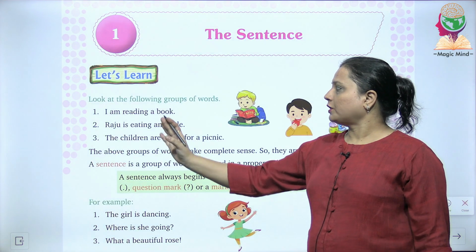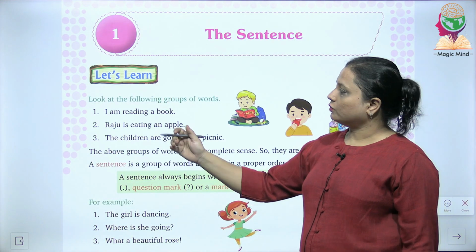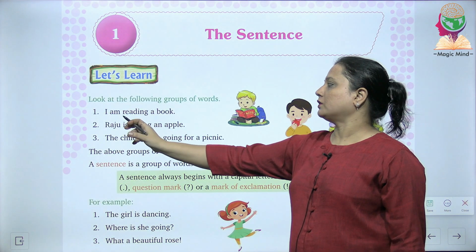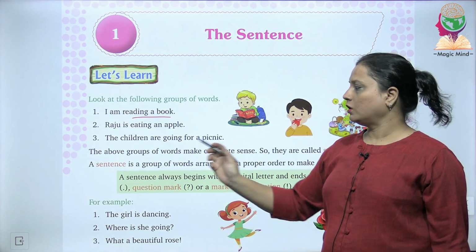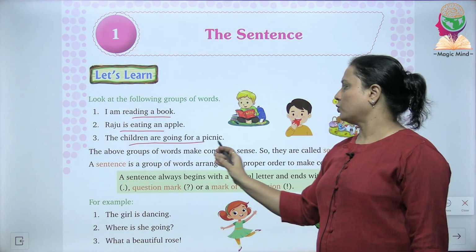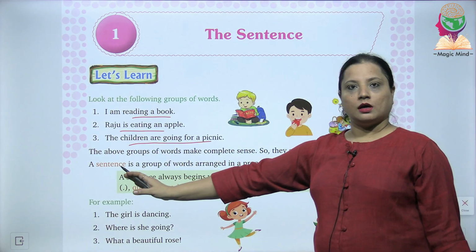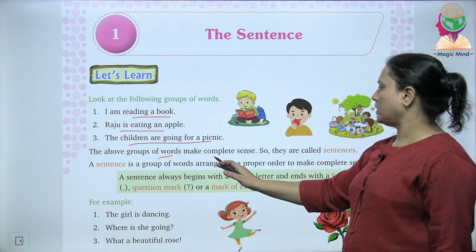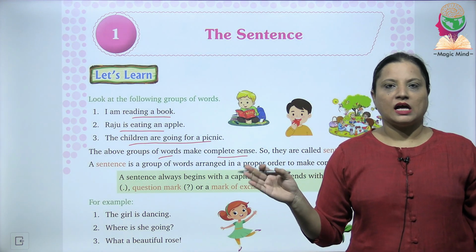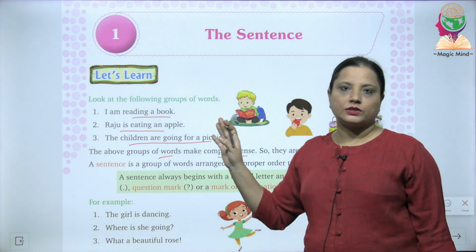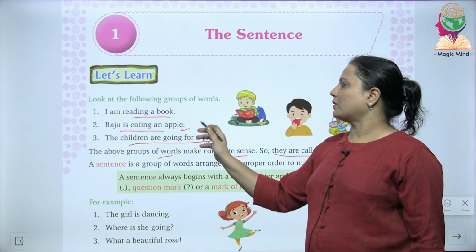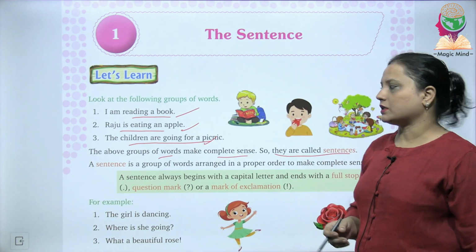If you look here, first we have to look at the following groups of words. The first one: I am reading a book. Raju is eating an apple. The children are going for a picnic. The above groups of words make complete sense, meaning they have some meaning, they are not nonsense. So they are called sentences.